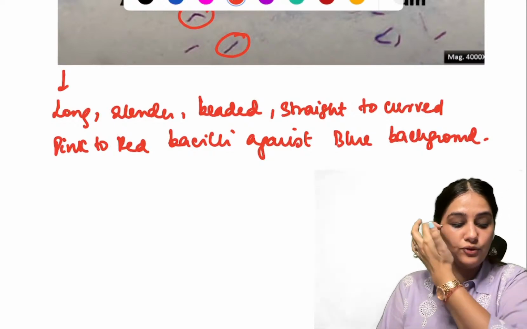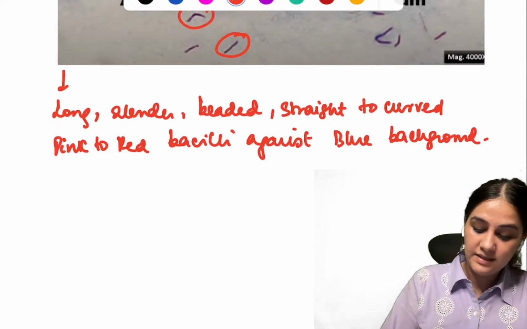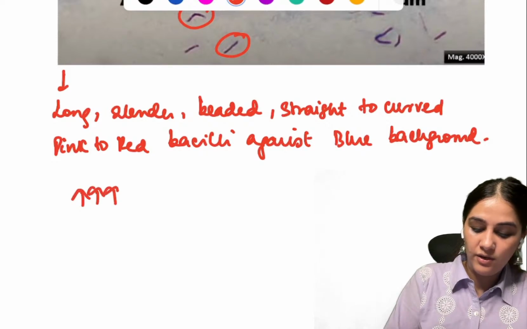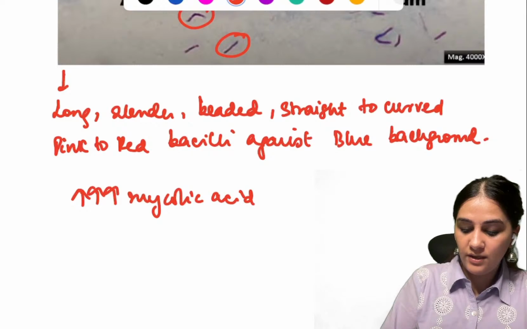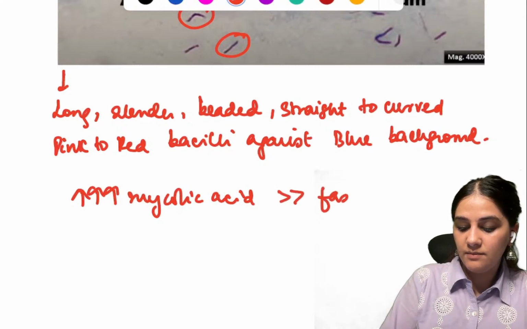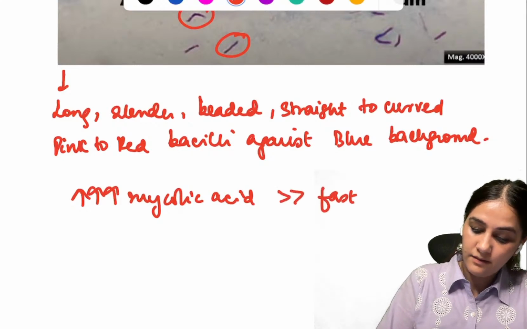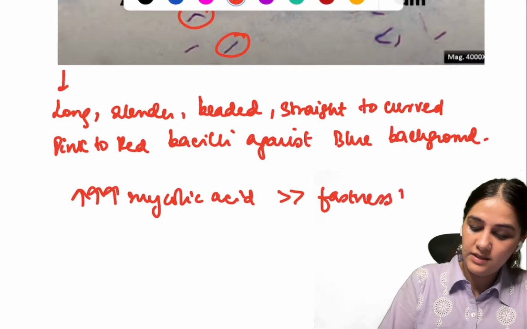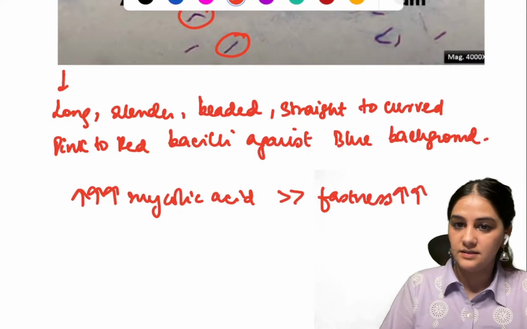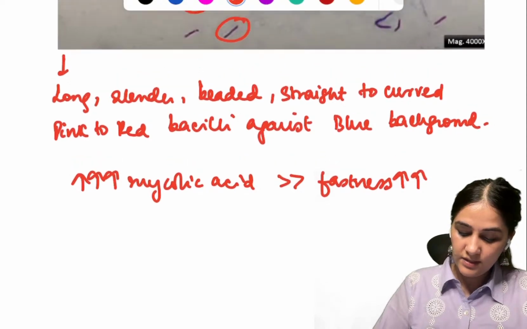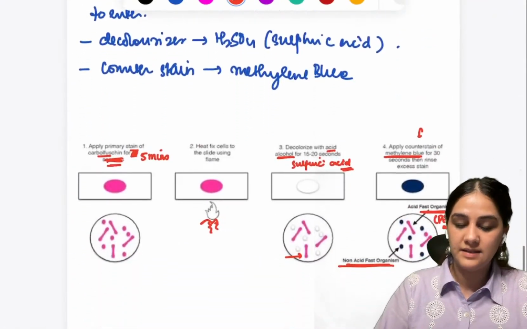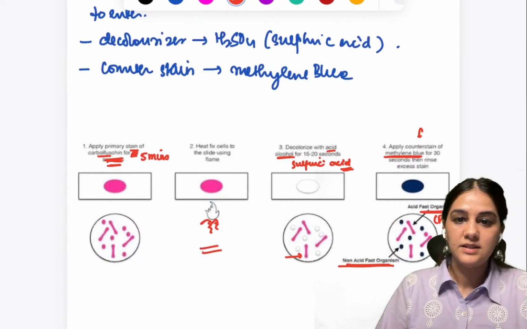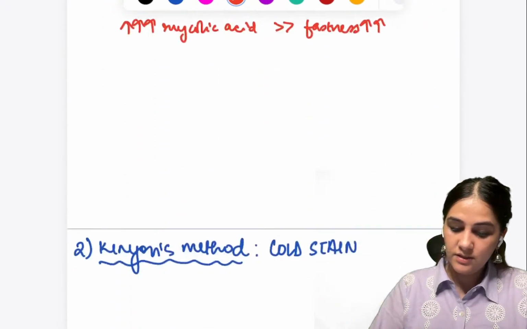And I've already spoken to you about the acid fastness. The more mycolic acid there is, the more the acid fastness increases and the more it will resist. Okay? So this is your Zn stain, which was your hot stain because we were applying some form of heat here. Okay? So this is your Zn staining.